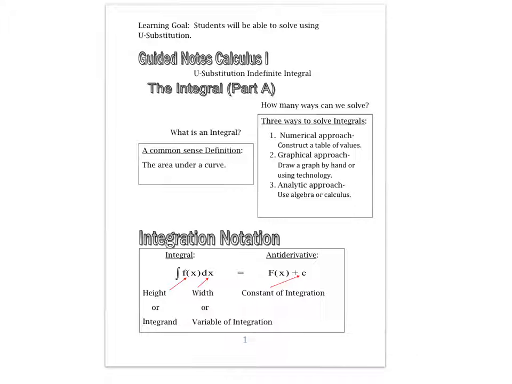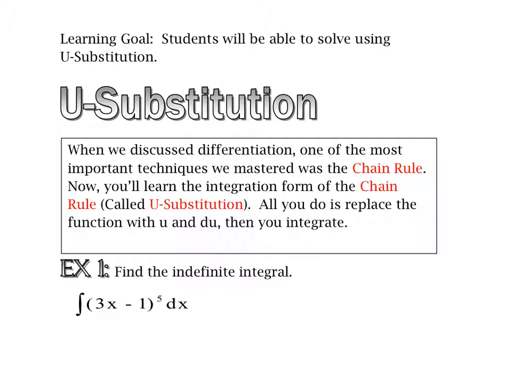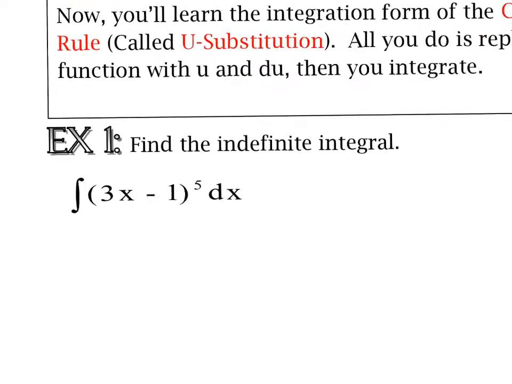So, all the same information here. Let's go to the next. When we discussed differentiation, one of the most important techniques we mastered was the chain rule. Remember, if there was a function inside a function, we had to take the derivative of the inside as well as the outside function. Now you learned the integration form of the chain rule called U substitution. Now we already did U substitution, so this is going to be easy. All you do is replace the function with U and du, then you integrate. So let me show you how it works.